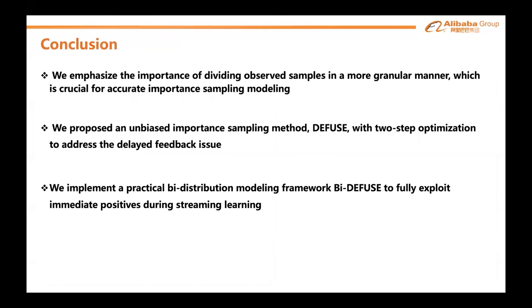All right, in conclusion, in our work, we emphasize the importance of dividing observed samples in a more granular manner, which is crucial for accurate importance sampling modeling. Specifically, we proposed an unbiased importance sampling method in DIFUSE with two-step optimization to address the delayed feedback issue. Moreover, we implement a practical modeling framework by DIFUSE to fully exploit immediate positives during streaming learning.